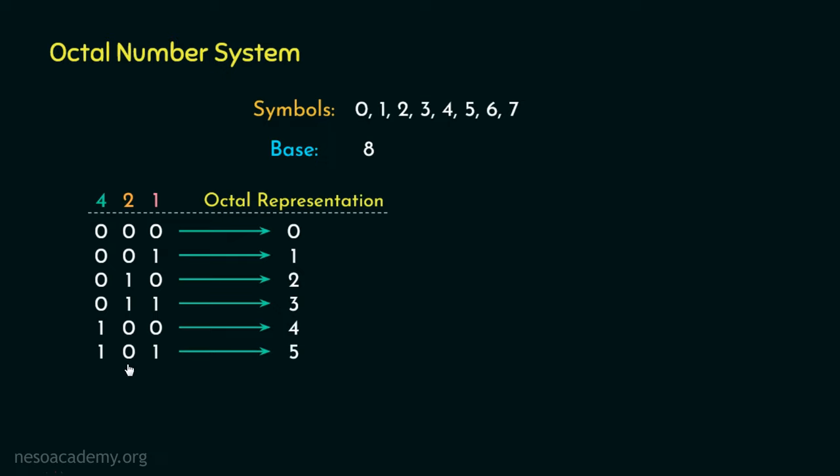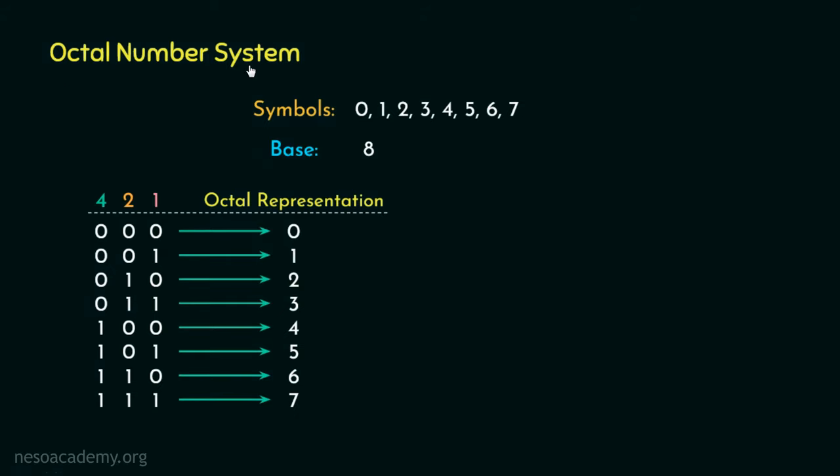Next, 101 in octal is 5. Observe, here 1s are placed under the place values 4 and 1. Then 110 in octal is 6. Why? Because clearly the 1s are placed underneath 4 and 2, and 4 plus 2 is 6. Finally, 111 in octal is 7. Since all the places have 1s, 4 plus 2 is 6 and 6 plus 1 is 7. Now these are all the symbols of the octal number system.